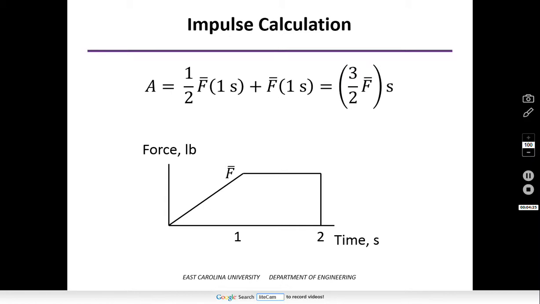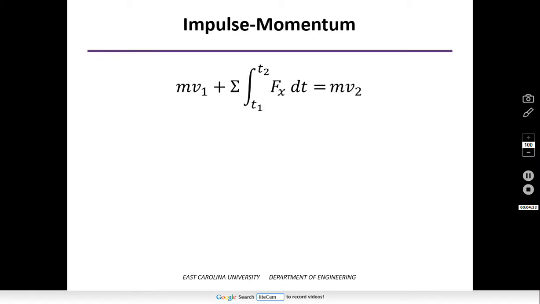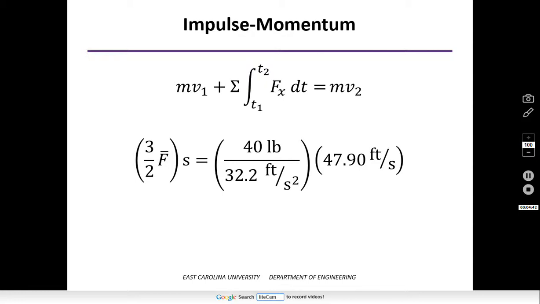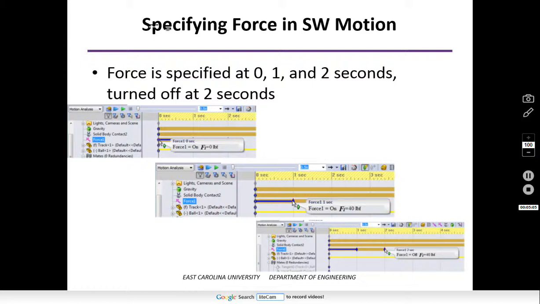So when we put in the value of the force in pounds, then the impulse is going to have the units of pound seconds. And so applying our equation here, we know that the initial momentum is 0 because we start from rest. The sum of all the impulses is the 3/2 F times s, and the final momentum is the mass times the velocity, and we know the velocity that we need to reach is about 48 feet per second. So we can solve that for the value of F, and it turns out to be slightly less than 40 pounds.